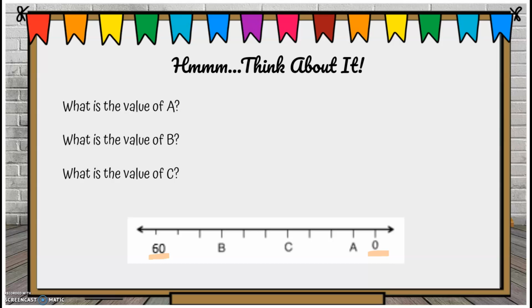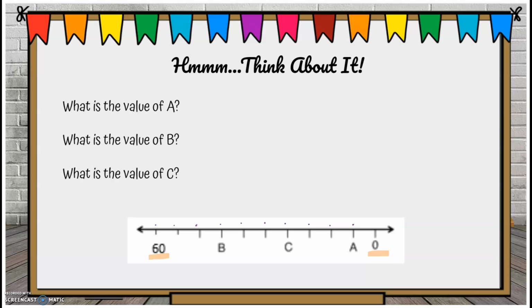But there are tick marks between 60 and 0. I need to figure out what is the value of A. So the first thing I want to do is figure out how many tick marks are between 0 and 60, including 60. So 0 is right there. 1, 2, 3, 4, 5, 6, 7, 8, 9, 10. So there are 10 lines between 0 and 60, including 0.